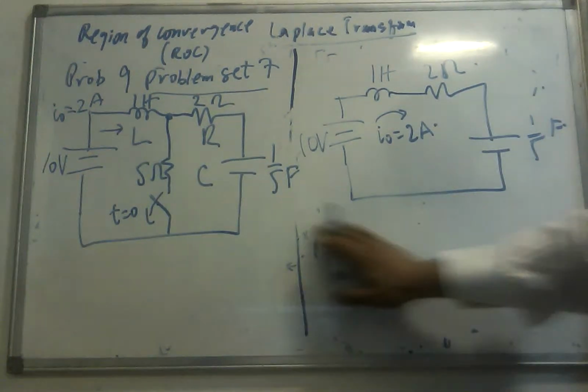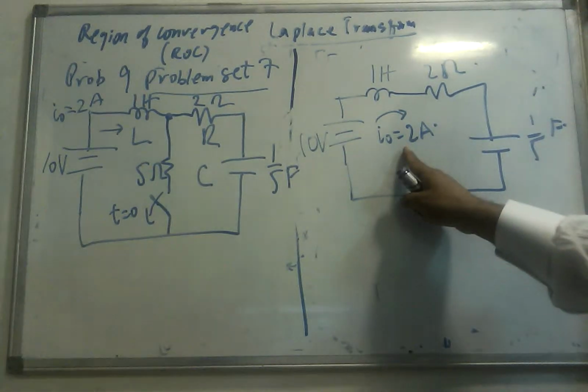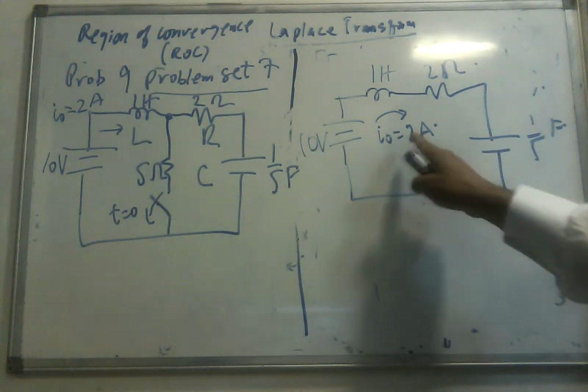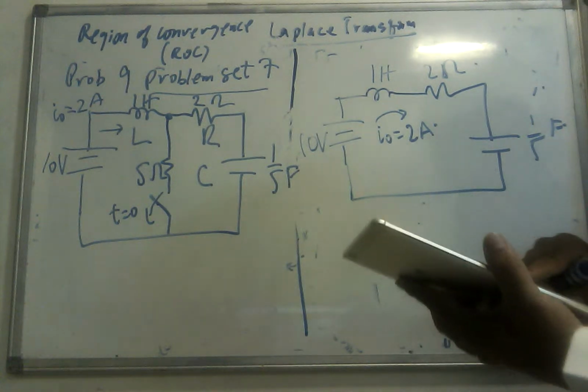Now, if you use the Fourier transform, this will not take into account the initial current, because the Laplace transform takes into account the initial current. So that's why we use the Laplace transform. So what will be the voltage equation of this question?